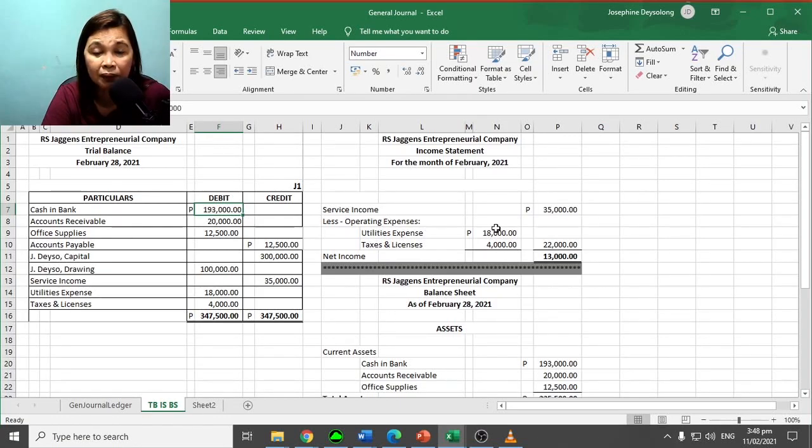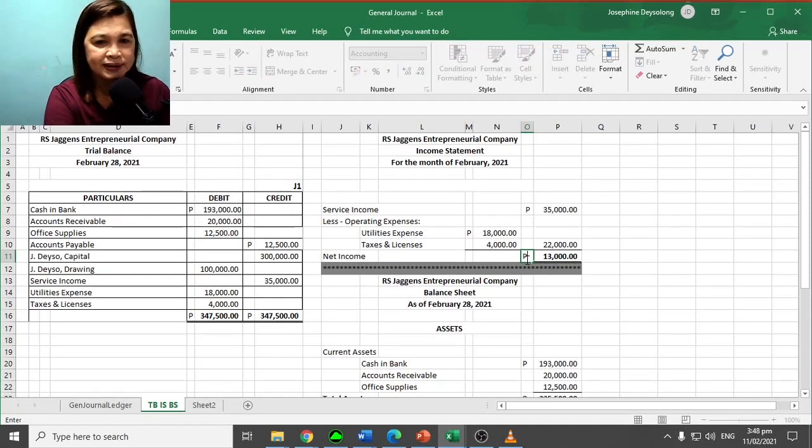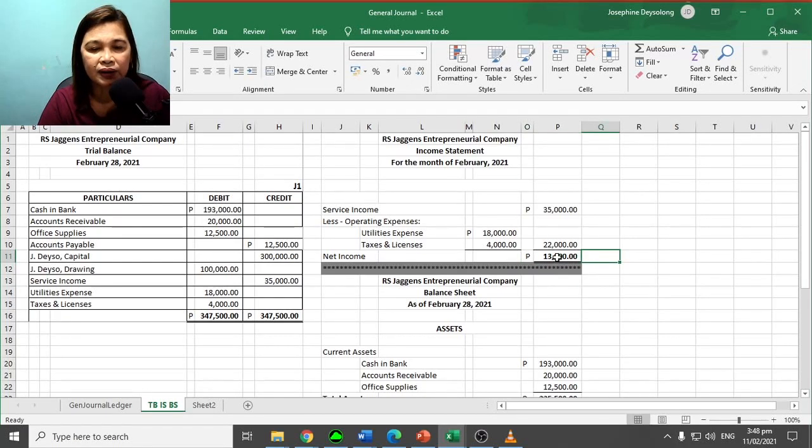Now, I add them up, and that is 22,000 as total operating expenses. So, the service income, which is 35,000, less the total operating expenses, which is 22,000, then you arrive at the net income of 13,000. So, I have to place here a peso sign. Every time you see the final amount, it should have a peso sign.